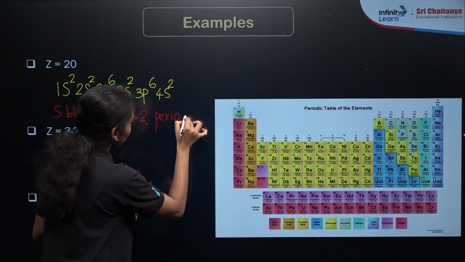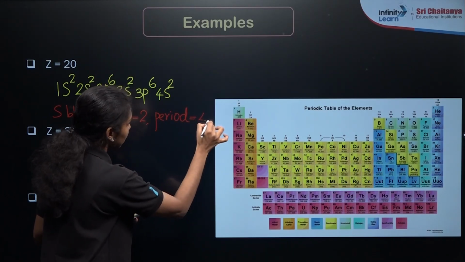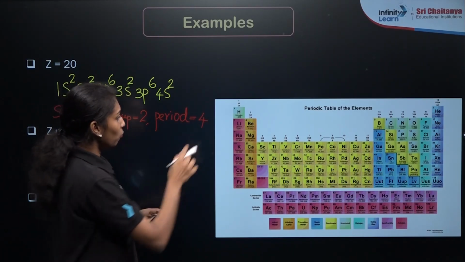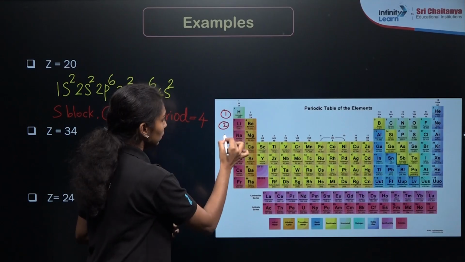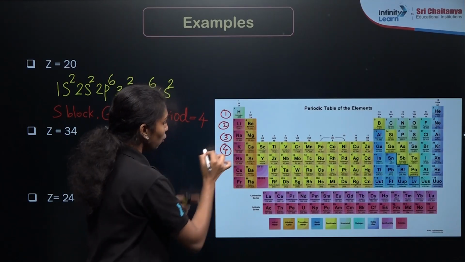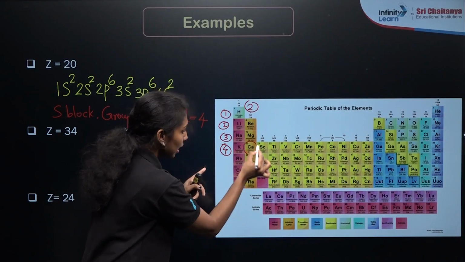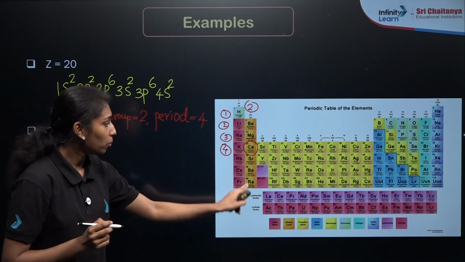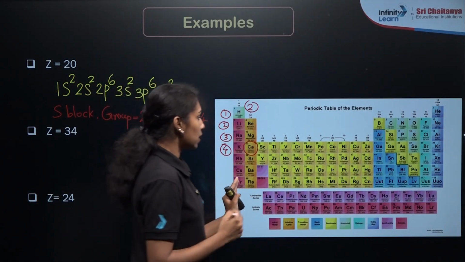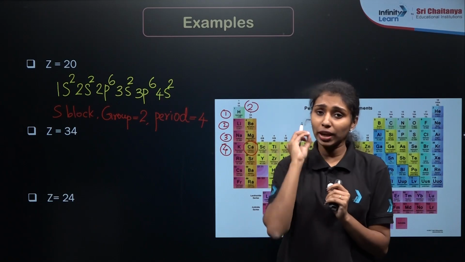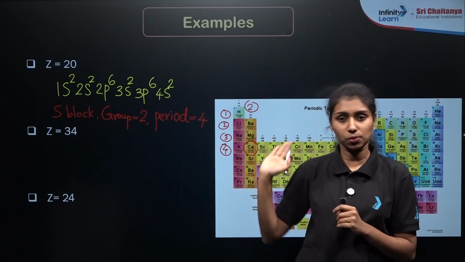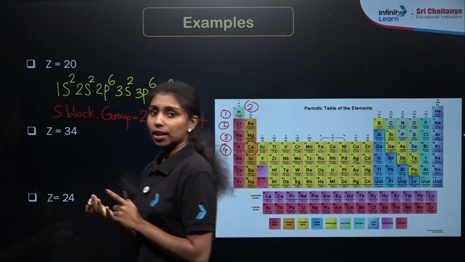Now from the periodic table we can identify which element it is, right? Fourth period, 1, 2, 3 and fourth period. Fourth period, second group means this is the element calcium. This is the S block element. So we can predict the position of any element in the periodic table by using this rule. Clear? Is there any doubt?